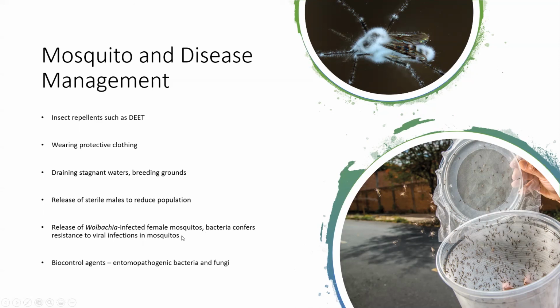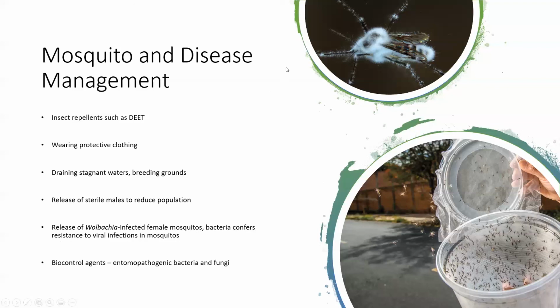There have been lots of studies that have shown when a Wolbachia infected mosquito gets infected with virus, the virus usually doesn't make it out of the mosquito. So this is a good management option if you didn't want to release sterile males. I feel like the Wolbachia infected is a bit more organic than releasing a transgenic sterile male, to each their own. And then there's also biocontrol agents such as entomopathogenic fungi and bacteria.